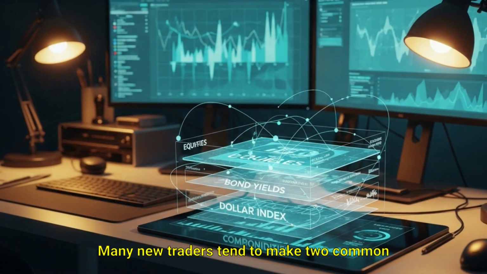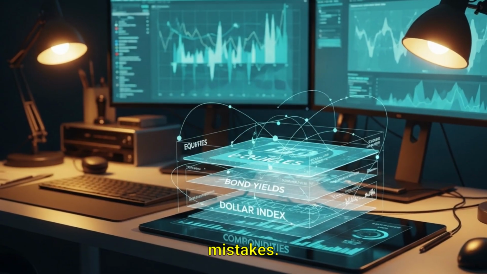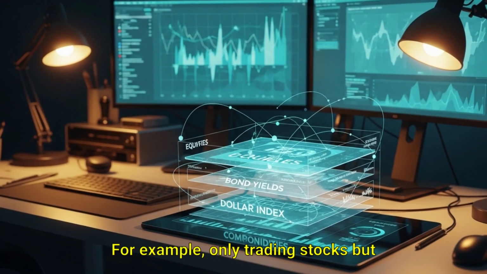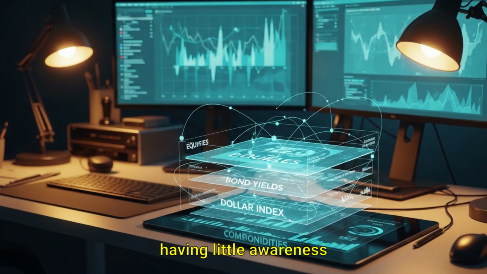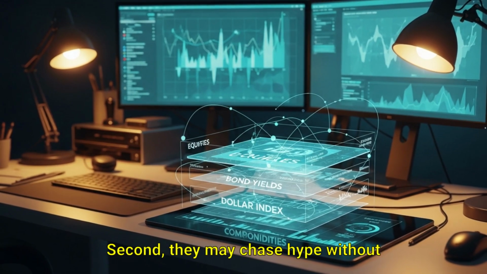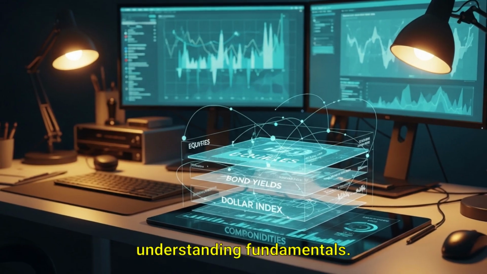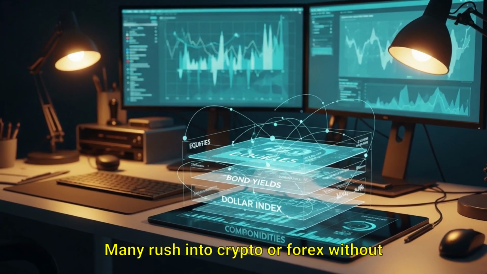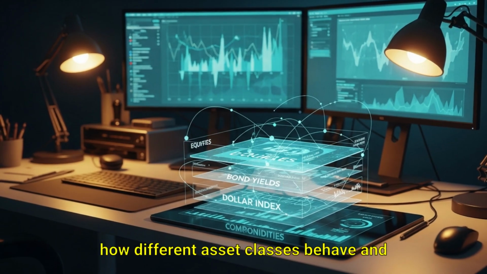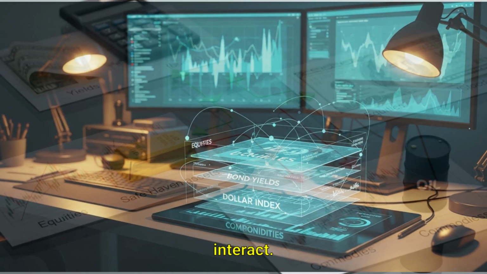Many new traders tend to make two common mistakes. First, they typically only know one asset class. For example, only trading stocks but having little awareness of how bonds or commodities affect them. Second, they may chase hype without understanding fundamentals. Many rush into crypto or forex without sufficiently understanding how different asset classes behave and interact.